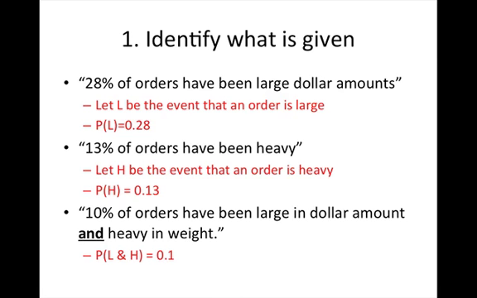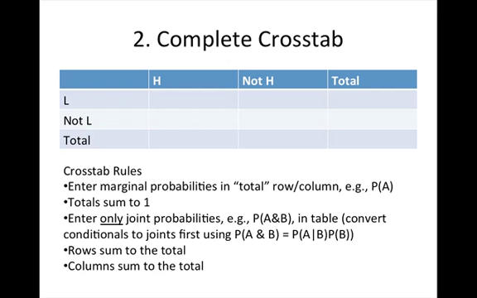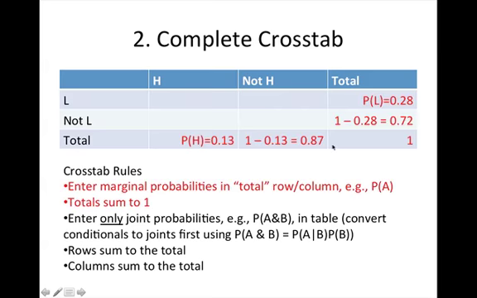Now, the next step is to complete the crosstabs. And here are those rules that I had on the slide. So enter marginal probabilities into the margins. So this area out here is a margin. This area down here is a margin. So let's enter those probabilities. So we know the probability of L is 0.28, probability of H is 0.13. Now the size of the crosstab is 1.